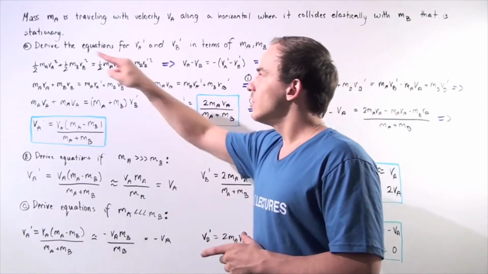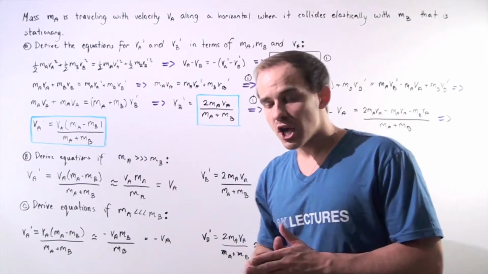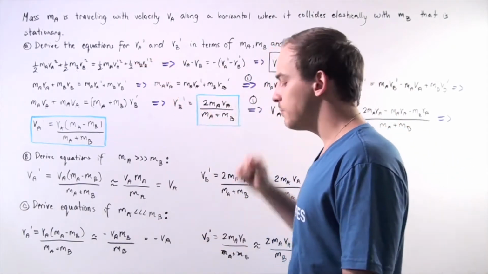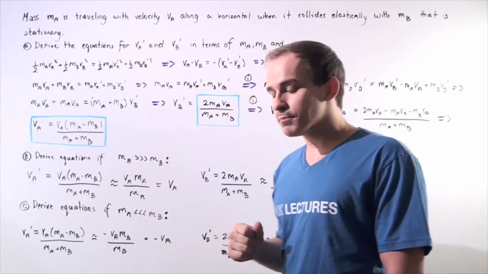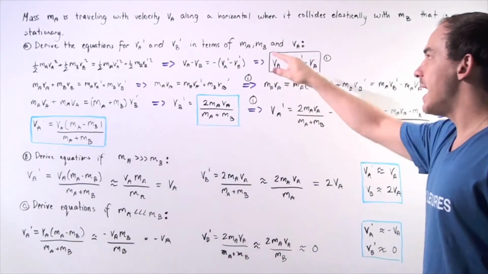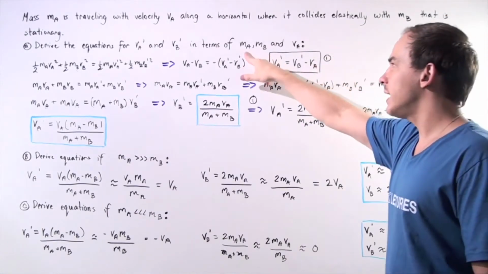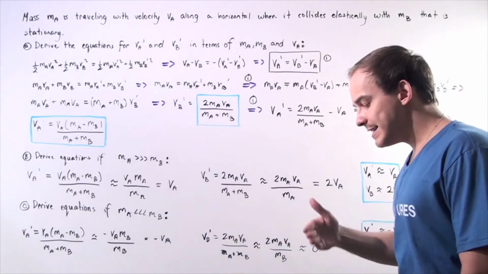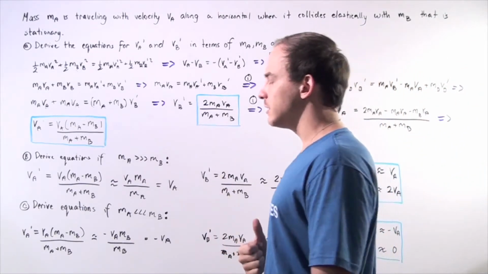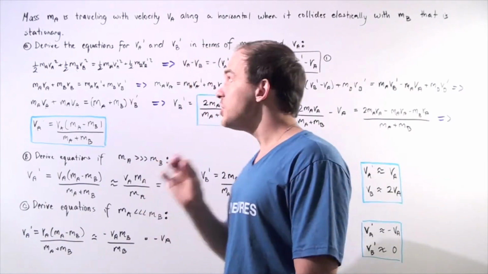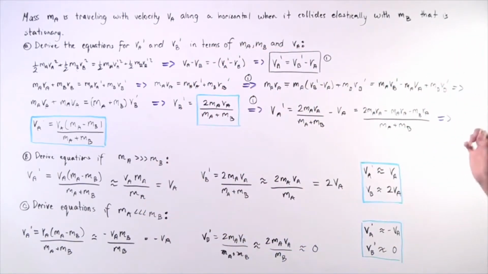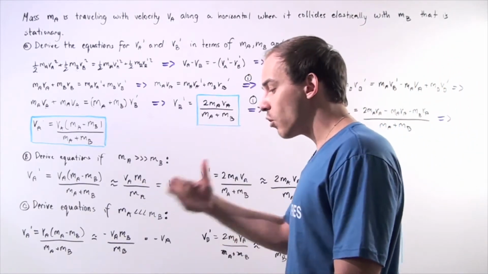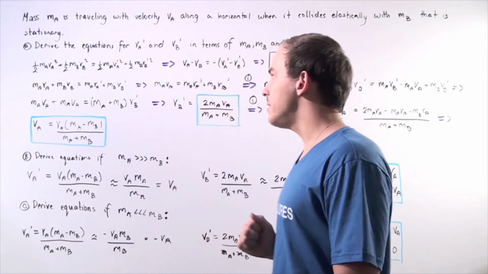So in part A, we want to derive the equations for the final velocities of the two objects, vA prime and vB prime, after our collision takes place in terms of mA, mB, and vA, where mA and mB are simply our two masses of the object, and vA is the initial velocity of object A before our collision takes place. Now note, we know the second object, object B, is stationary. That means the initial velocity vB before our collision takes place is 0 meters per second.